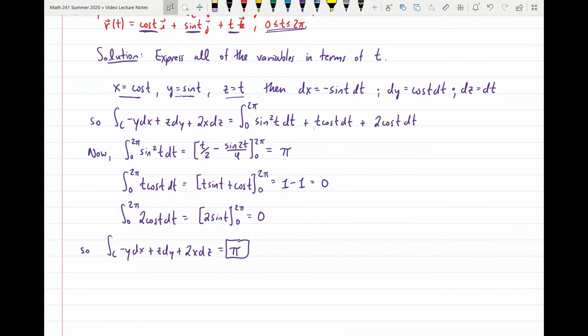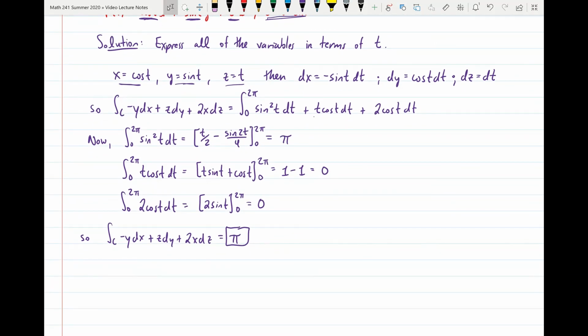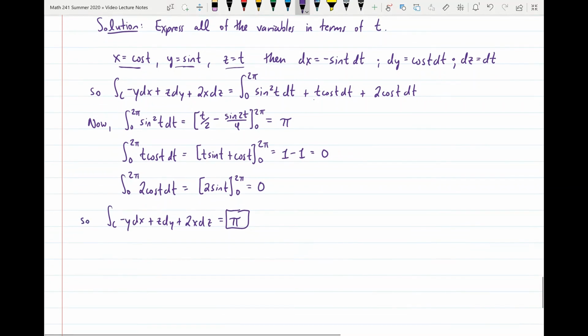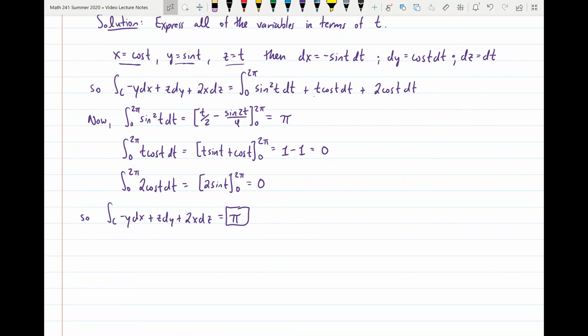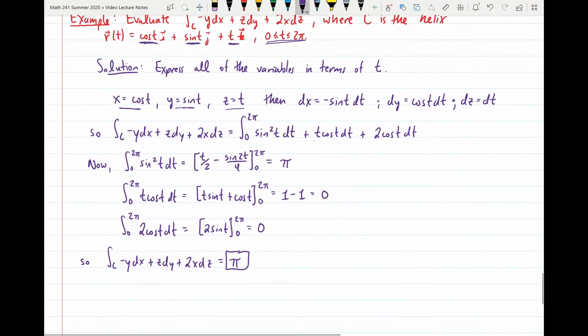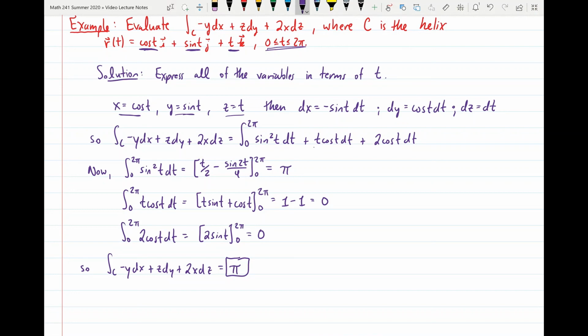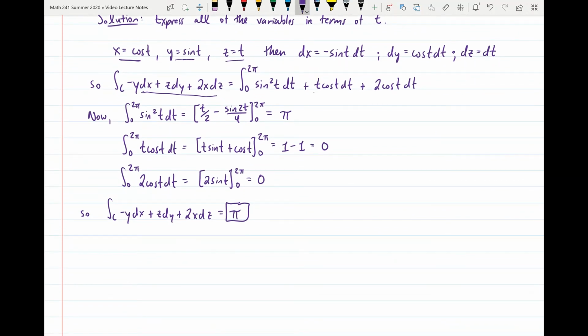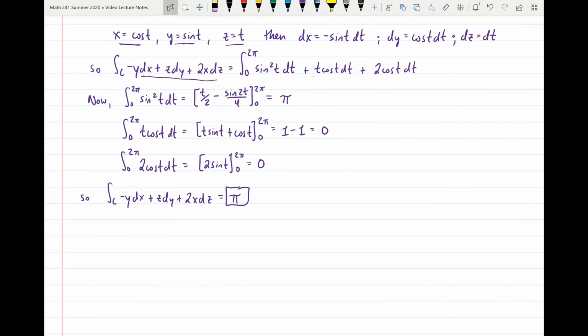And after we've done this, then we can rewrite the line integral as just an ordinary integral in the variable t. So the original line integral given to us will be equal to the integral from 0 to 2 pi of sine squared t dt plus t times cosine t dt plus 2 times cosine t dt, where we've just taken the functions giving x, y, and z, as well as the functions giving dx, dy, and dz, and we've substituted them into the original integral over here. So now we have the integral of 3 different summands here, and we can split that integral up into 3 different integrals for each of the summands.